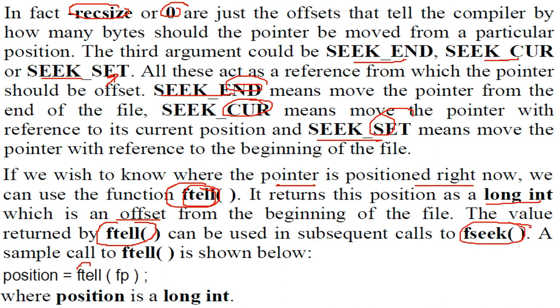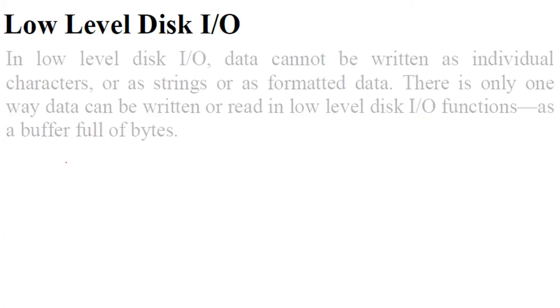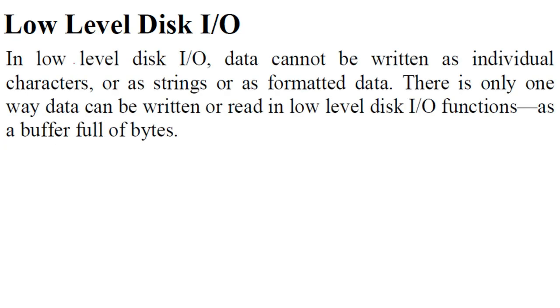For example, ftell(fp) will tell you the pointer position right now, and this position can be used because it is returned as a long integer. Now coming to low level disk IO: in low level disk IO, data cannot be written as individual characters, as a string, or as formatted data.